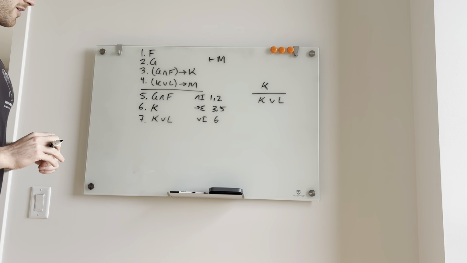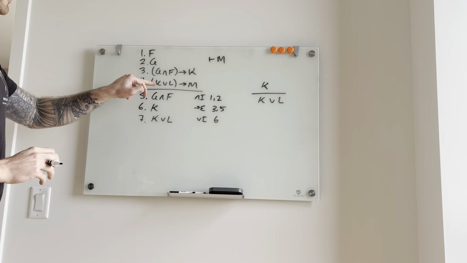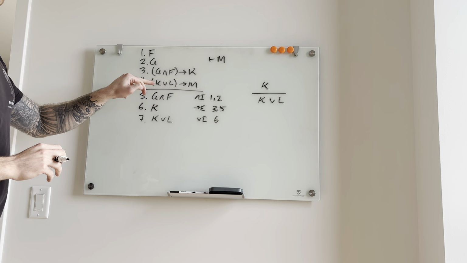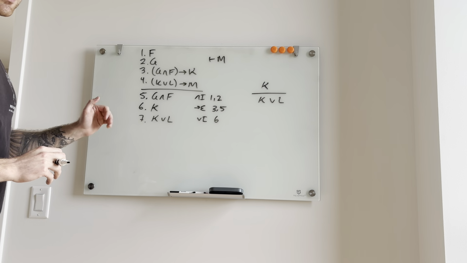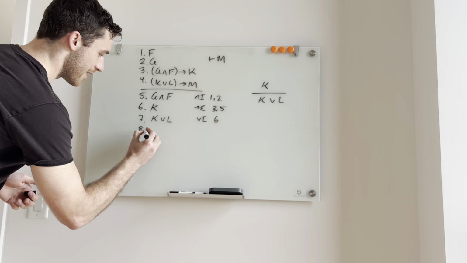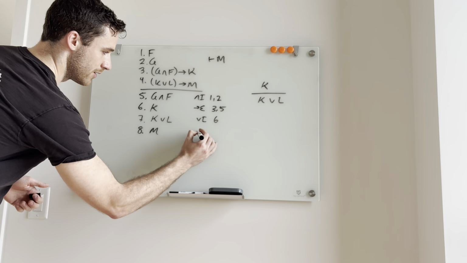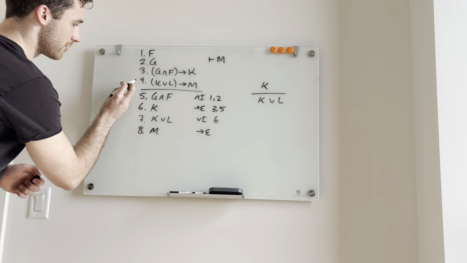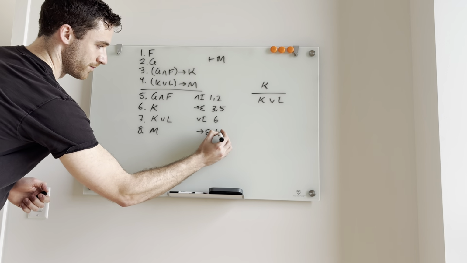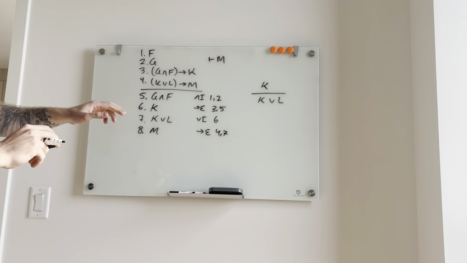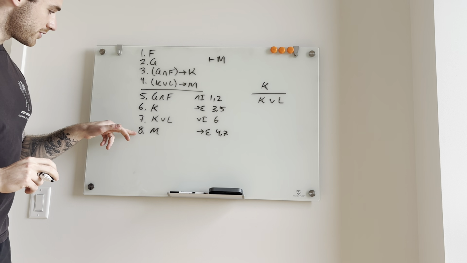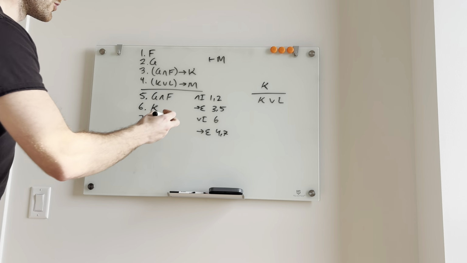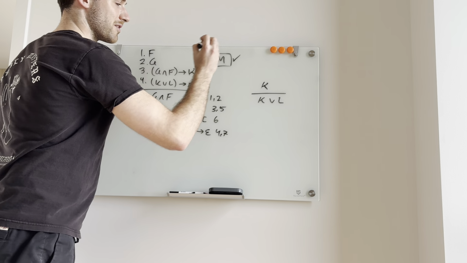Why do we care about that? Well, because it's the left-hand side of this arrow right here, right? So because I know that this implies M, and this is now true, now I know that M is true. By arrow elimination on 4 and 7. K or L implies M. I know K or L to be true now, therefore I know M is true. And that is the thing we wanted to prove.